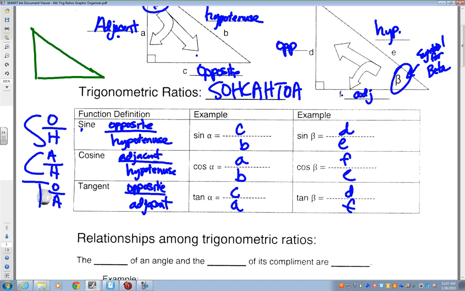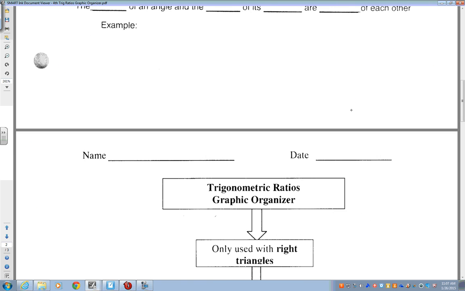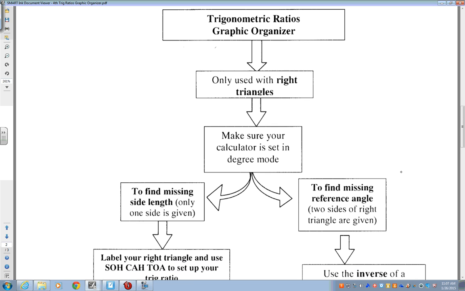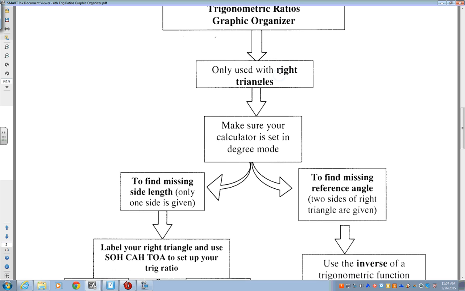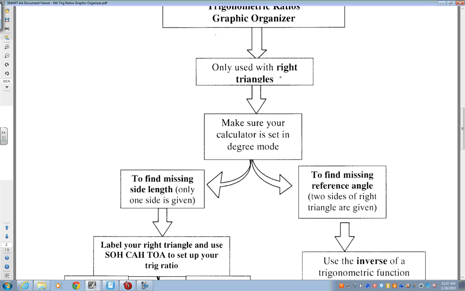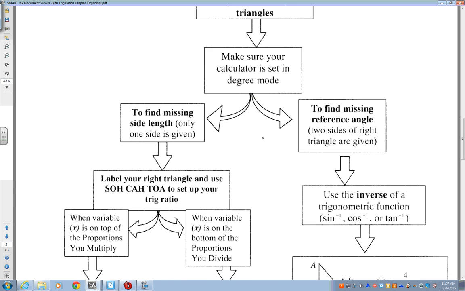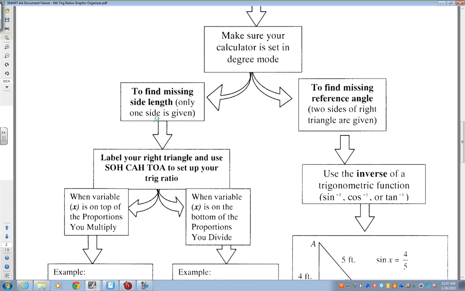Now we're going to use the graphic organizer on the back, and there's a flow chart on the back to help you do some problem solving. So flip the blue sheet over to the back. And I need you to look at this because we're going to use this on our word problems to make sure we're doing the right part. All right, so it says you can only use trigonometric ratios with right triangles. So that's the first thing you're going to check, or first thing you're going to draw when we do these problems. Then it says make sure your calculator's in degree mode. They are. And you have two options. Look at the left side for me.